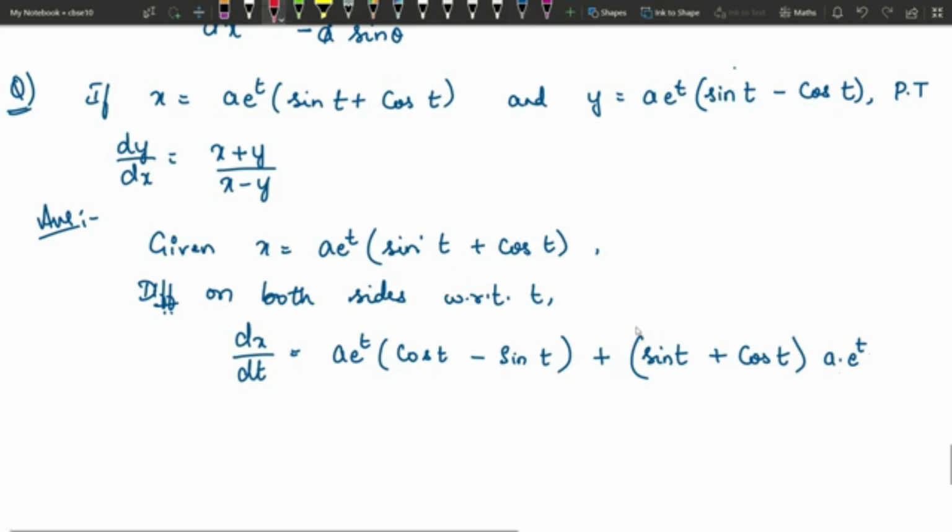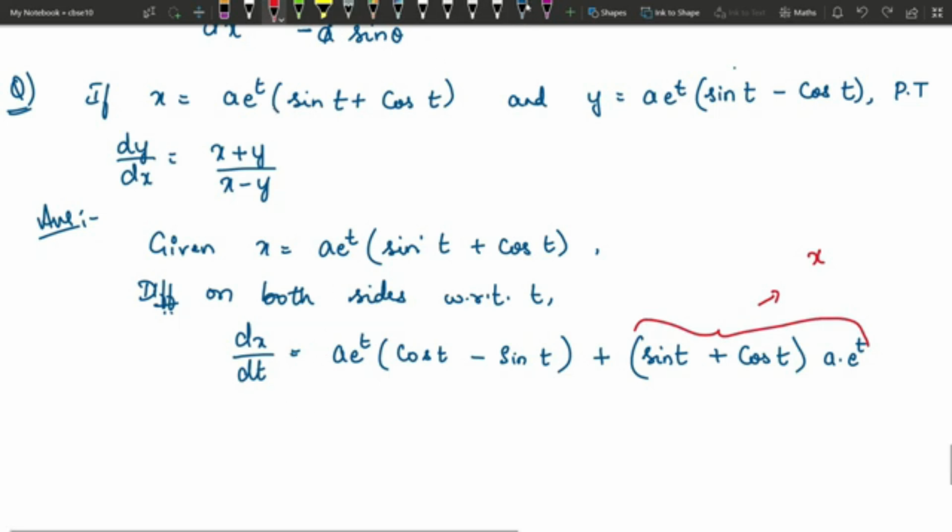This entire thing is nothing but your x, right? A into e power t into sin t plus cos t, it is nothing but x. Now a into e power t into sin t minus cos t is y. Here I have cos t minus sin t. So if I multiply a minus sign here and here, it is going to become positive.